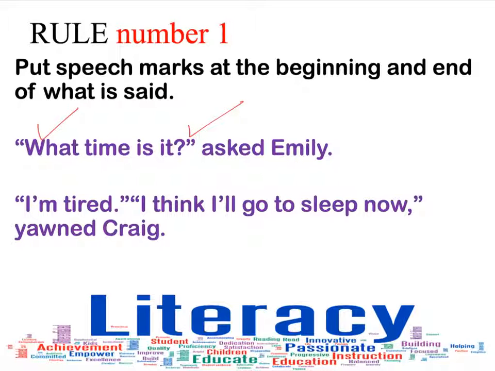But in example 2, we don't need these speech marks because although we begin a new sentence, there is no break in the direct speech. The only speech marks we need are here and here.